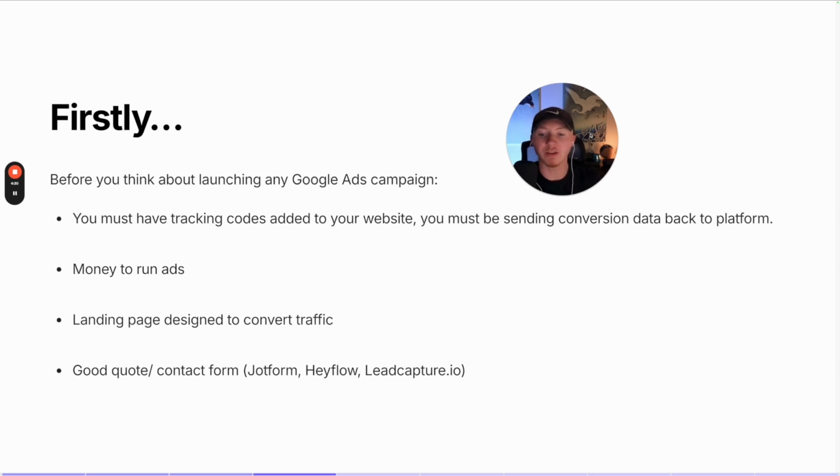Everything you're going to need is landing pages designed to convert traffic. You could get the best people seeing your ads, but if they land somewhere that isn't designed to get them to take the next action with you, it won't work.